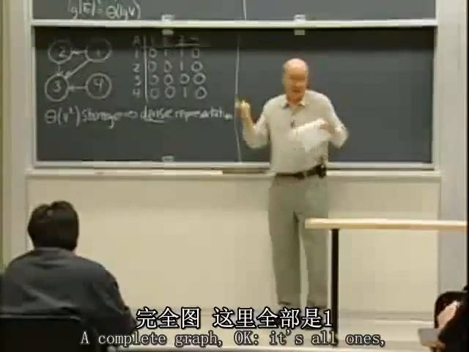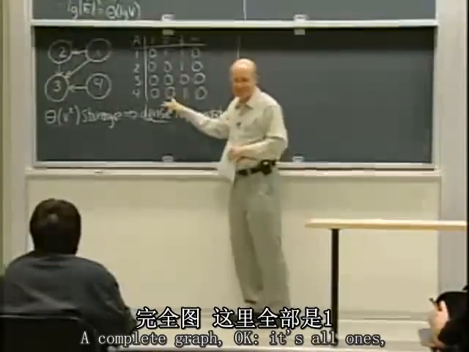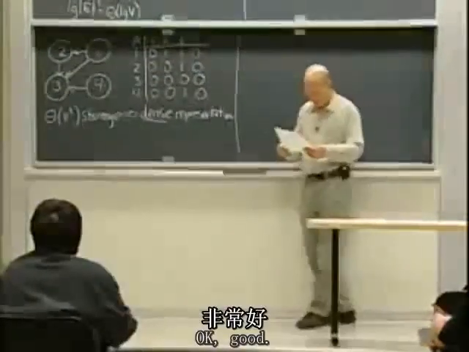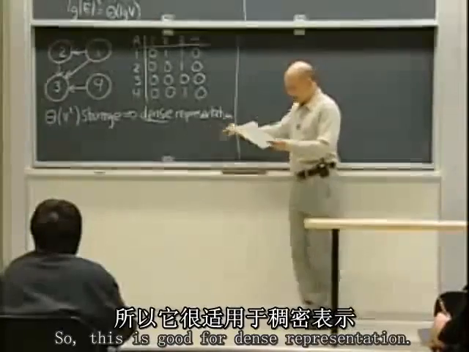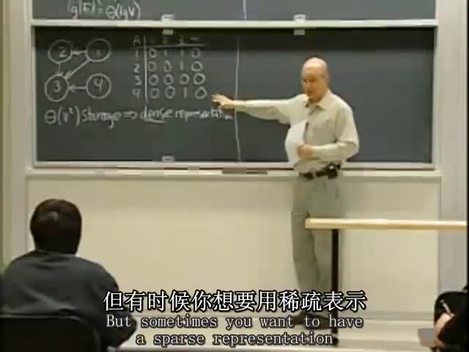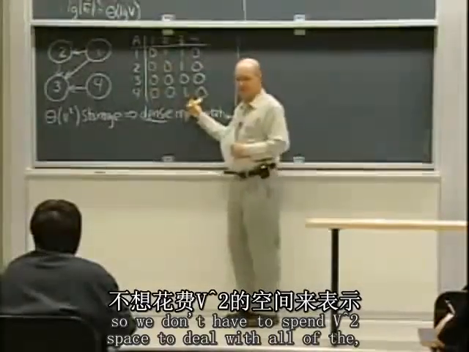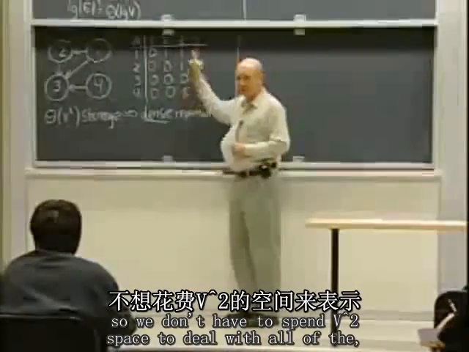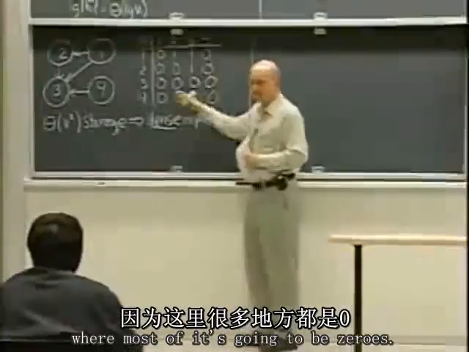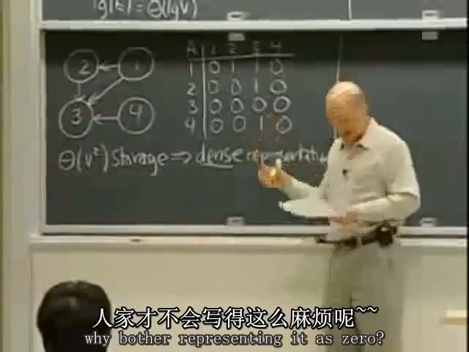What's an example of a graph that's dense? A complete graph. Complete graph, that's the, okay, it's all ones. Or if you have edge weights, it would be a completely filled-in matrix. Okay, good. So this is good for a dense representation, but sometimes you want to have a sparse representation so that we don't have to spend V squared space to deal with all of this, where most of it's going to be zeros. It's sort of like if we know it's 0, why bother representing that it's 0?